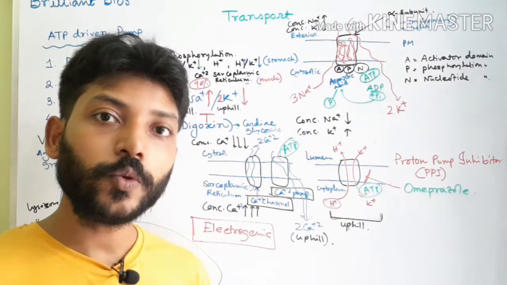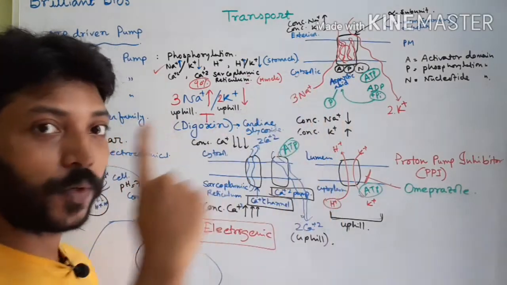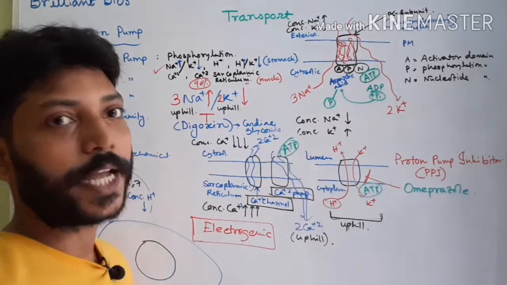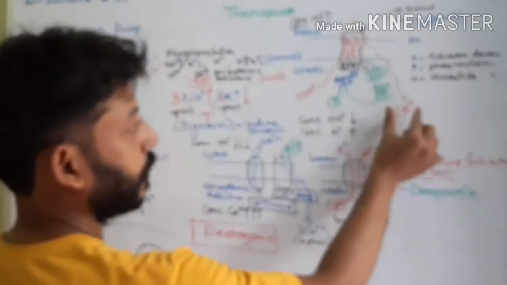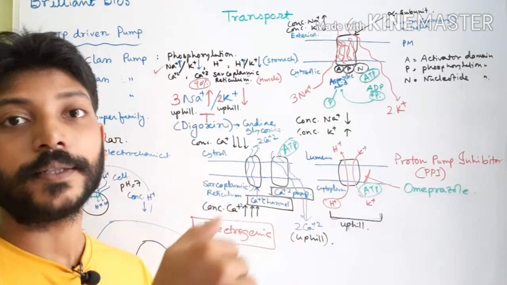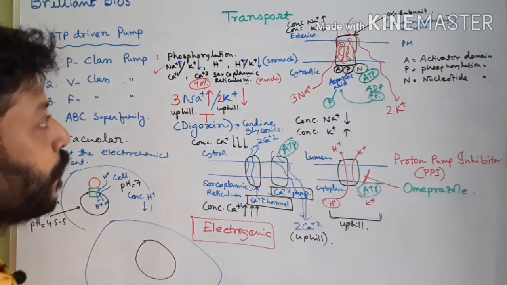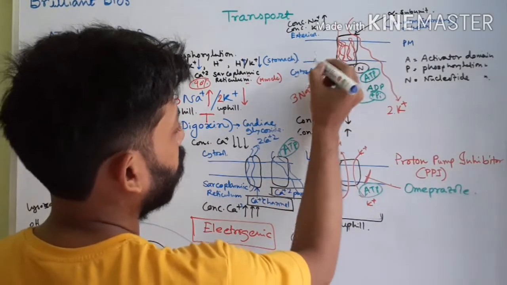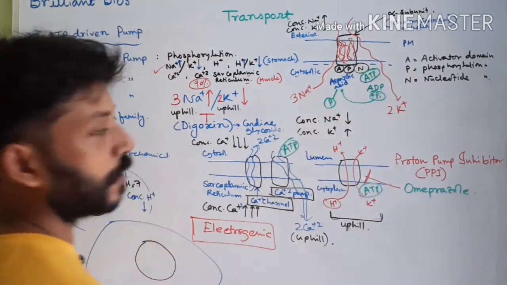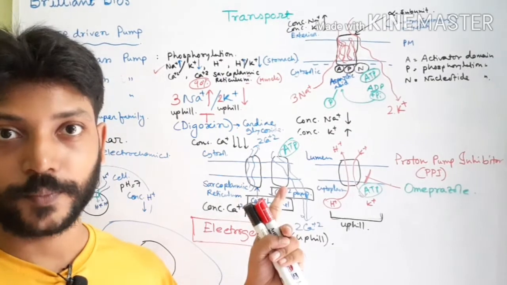That means a single positive charge is always missing when the 3 sodium come out and 2 potassium enter. You can see here the difference is 3 minus 2. That means whenever the pump releases 3 sodium and brings in 2 potassium, there will be less positive charge inside the cytoplasm. For that reason the interior, the cytoplasmic region of the plasma membrane, always remains negatively charged.